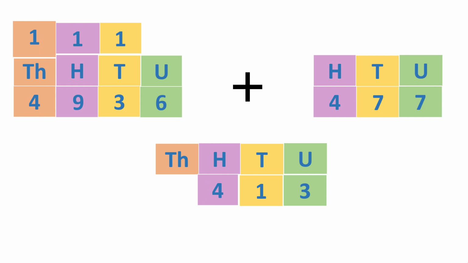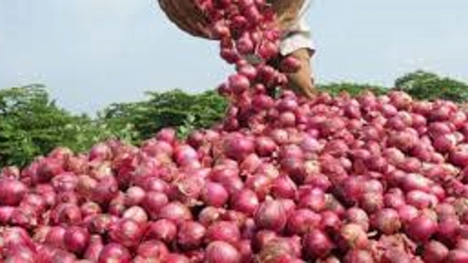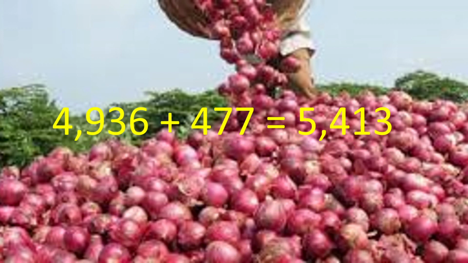Now is the time to add thousands. What numbers are there in thousands here? 1000 and 4000. And on the other side, we do not have any thousands here. So, what is 1 and 4000? 1 and 4 is 5. So, the answer is 5413. Now, in all, Lal Mohan has collected 5,413 onions in the godown. Hope you have understood this sum.